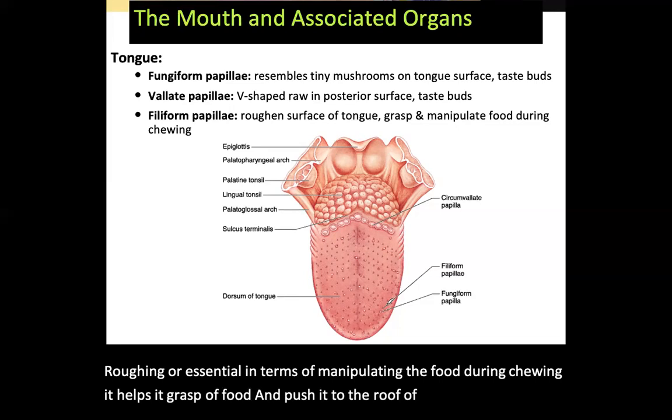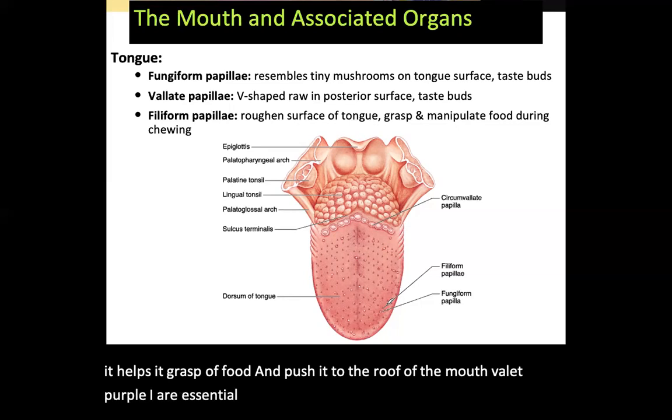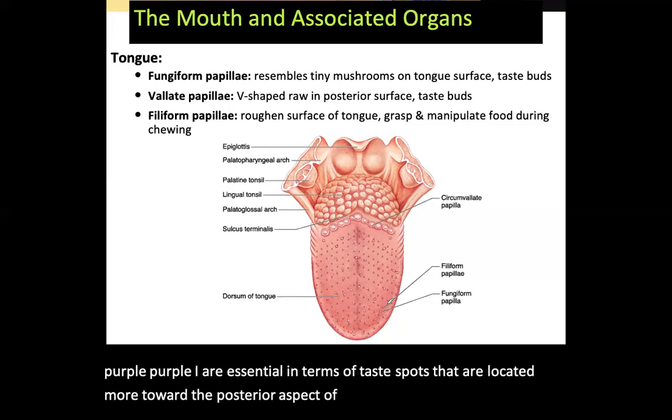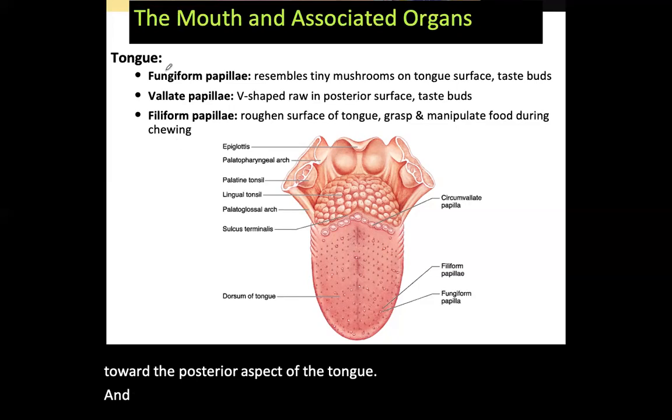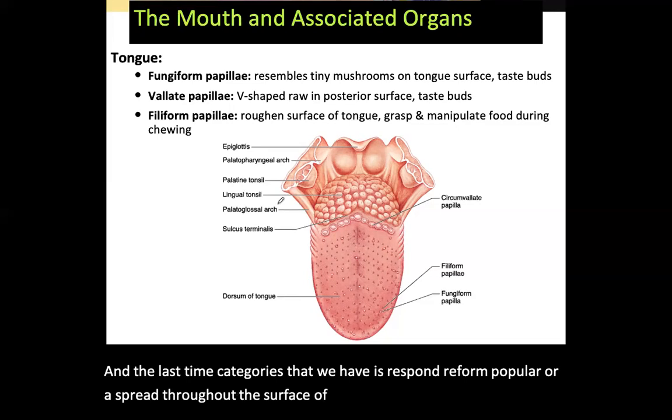Vallate papillae are essential in terms of taste buds. They're located more toward the posterior aspect of the tongue. And the last category, fungiform papillae, are spread throughout the surface of the tongue, and they also act as your taste buds.